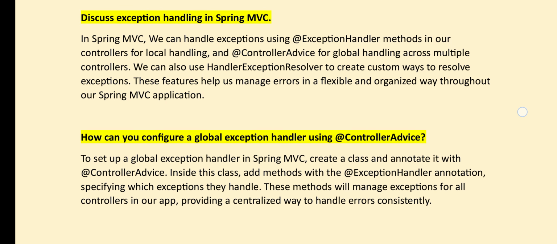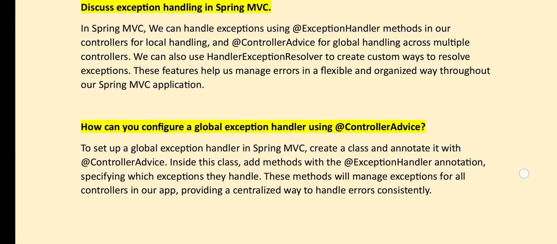How can you configure a global exception handler using @ControllerAdvice? To set up a global exception handler in Spring MVC, create a class and annotate it with @ControllerAdvice. Inside this class, add methods with an @ExceptionHandler annotation specifying which exceptions they handle. These methods will manage exceptions for all controllers in our app, providing a centralized way to handle errors consistently.